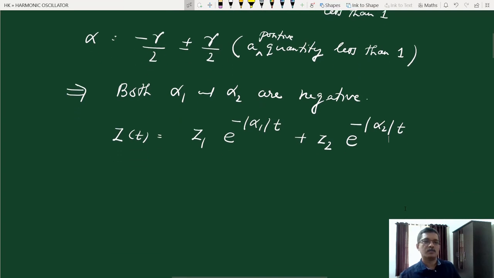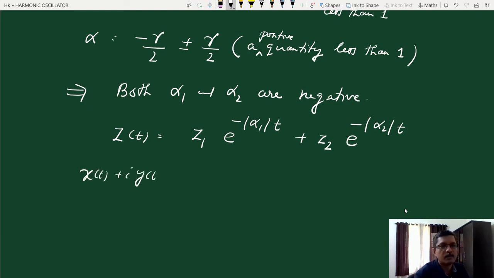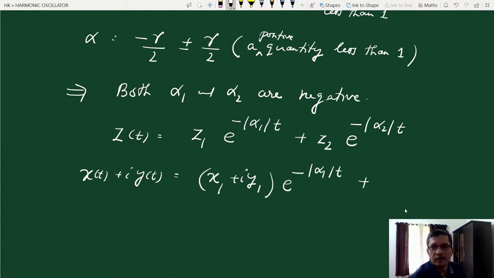This is the complex solution. You can equate the real part on both sides. So the left hand side I can write as x of t plus i times y of t, equal to x1 plus i y1 times e raised to minus modulus alpha 1 t, plus x2 plus i y2 times e raised to minus modulus alpha 2 t. z1 and z2 are constants, remember. Equating the real parts on both sides, you get an expression in x. Equating the imaginary parts, you get an expression in y.